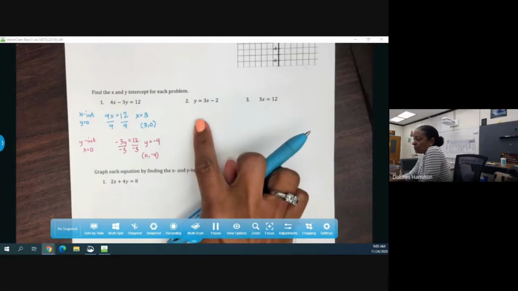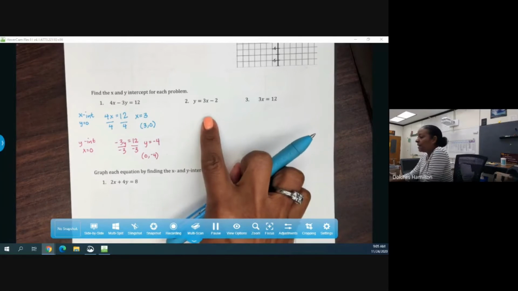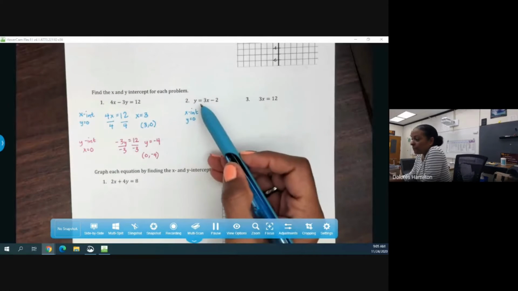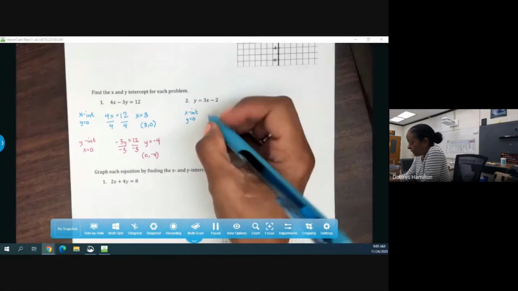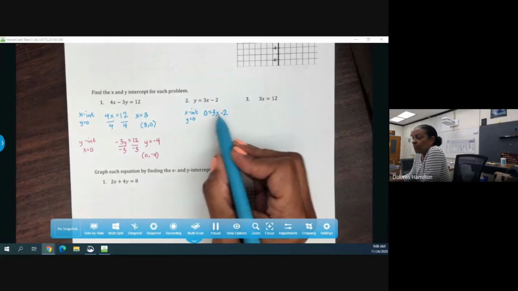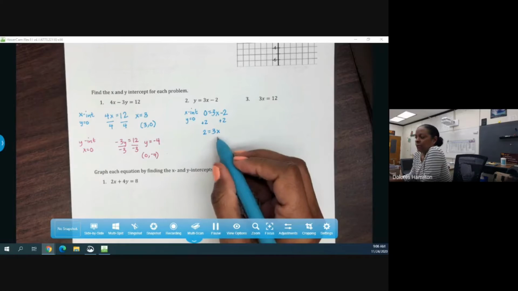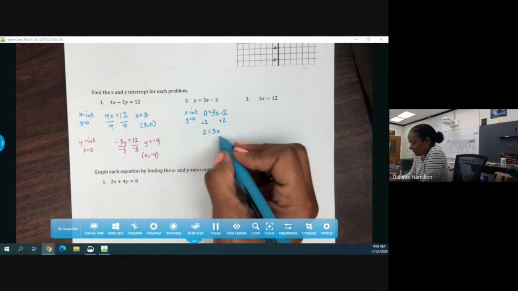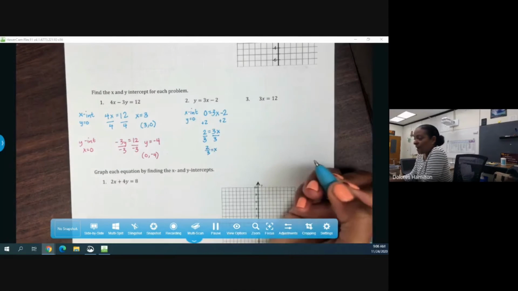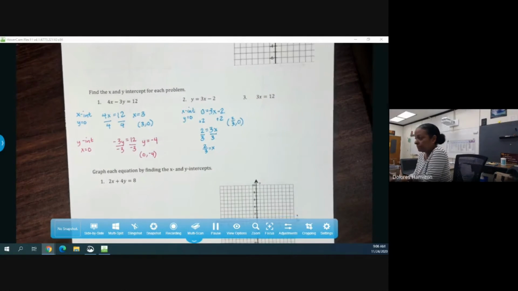So if we looked at question 2, we can still answer the question of finding the x and y-intercept by remembering that for the x-intercept, your y is 0. In this example, we would plug in 0 for y and solve for x. So we want to get x by itself. So we're going to move that 2 over, leaving us with 2 equals 3x. And then we divide by 3 to get x by itself. And we have that x is 2/3. And remember, I can write that as an ordered pair. 2/3, 0.